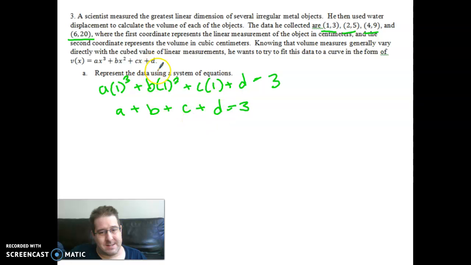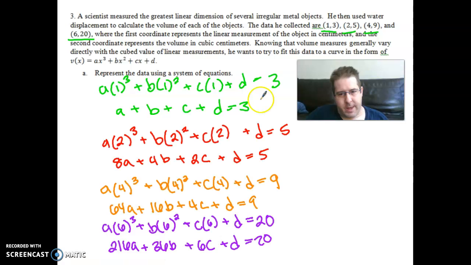All right, so I changed colors, and I'm going to do the same thing for the next one. As a matter of fact, I'm going to pause it because I know I'm limited on time, and I'm going to come back once I've done the other 3 points. Okay, as promised, I've done all the work for the other 3 points, so the next thing I need to do is turn it into my augmented matrix.